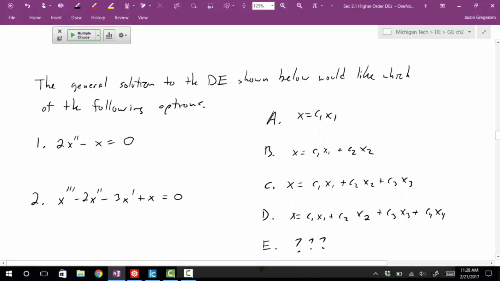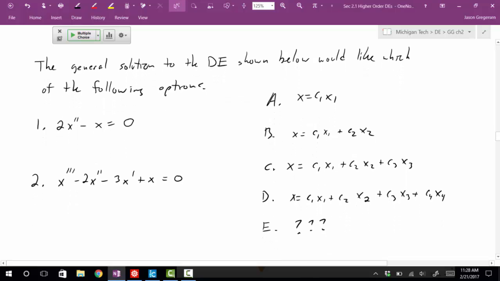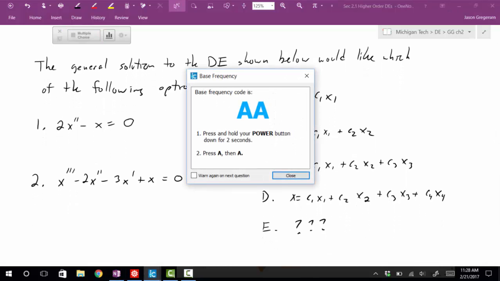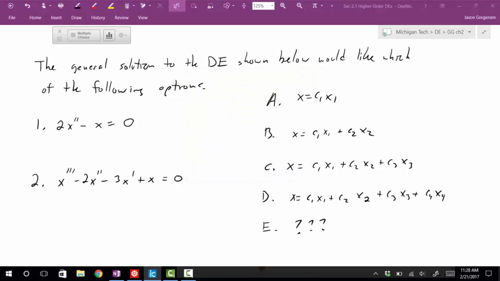All right. Do we know what they look like? Here we go. So I have some differential equations here. If we want to solve them, what form would the general solution have?